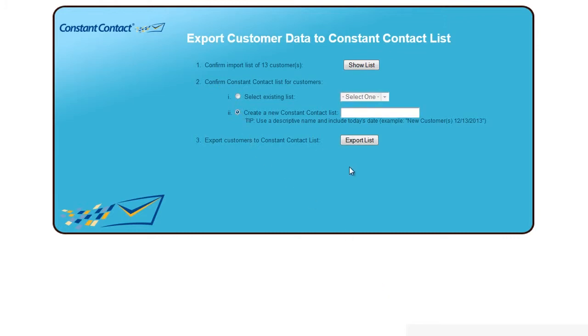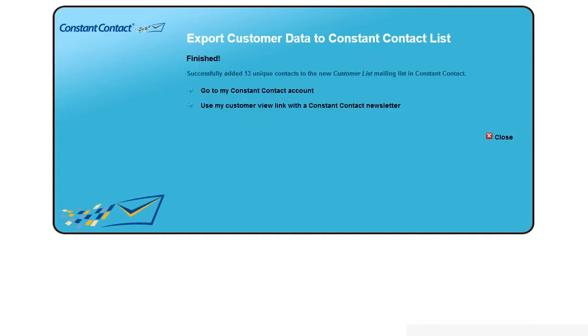The customer list is predefined to include the customer's first name, last name, email address, and phone number. From this page, you can also view the customers to be exported, create a new mailing list, and merge with an existing mailing list. To send the list to your email marketing account, click on the Export List button.